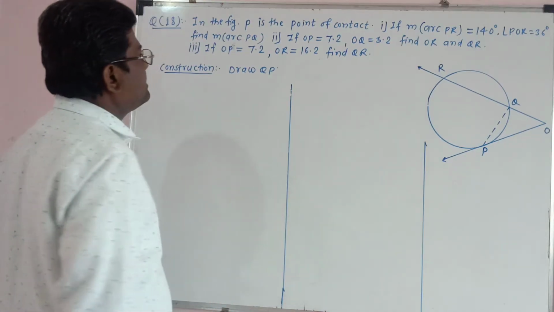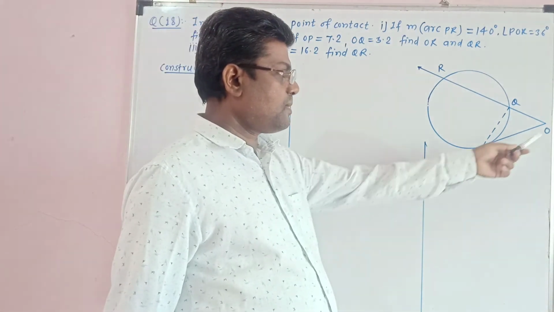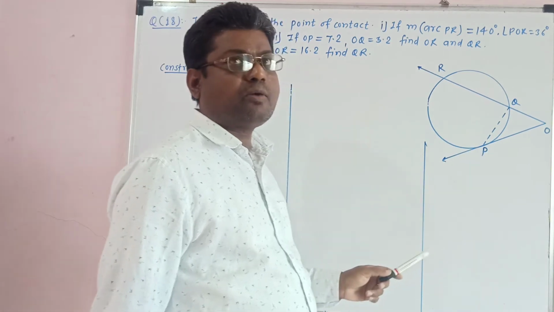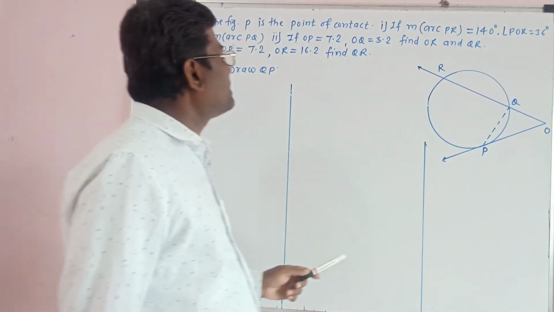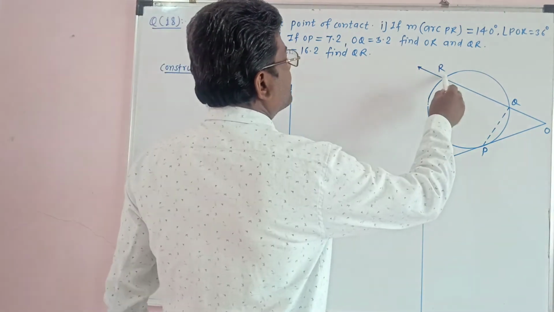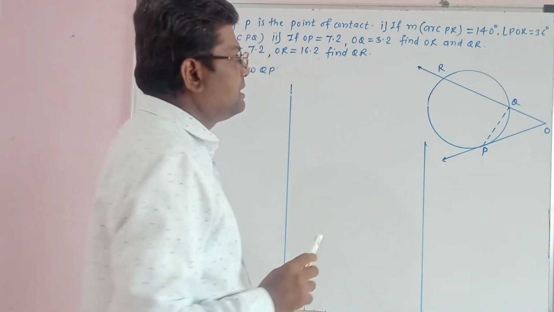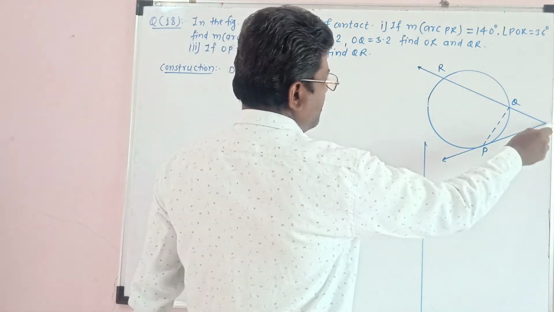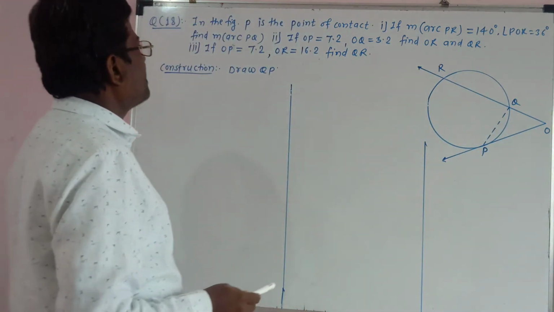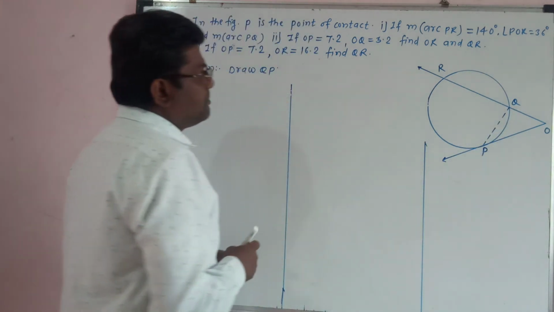In the figure, P is a point of contact. OP is a tangent, and P is the point of contact of the tangent with the circle. If measure of arc PR is equal to 140 degrees, angle POR is equal to 36 degrees. Find measure of arc PQ. We have to find this measure of arc PQ.